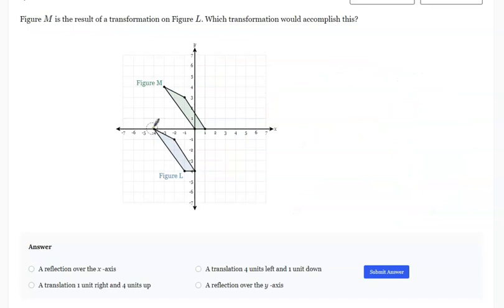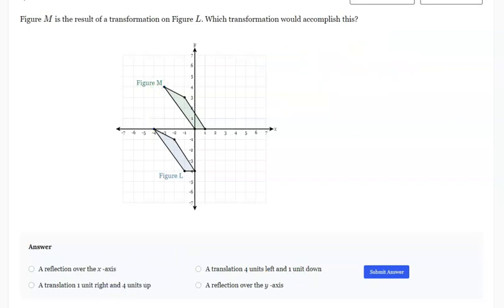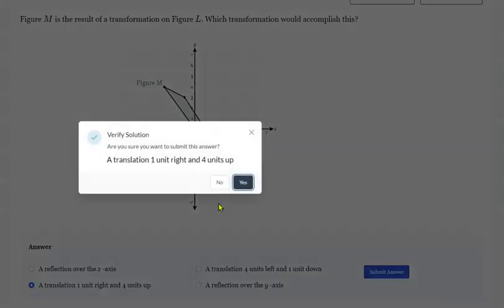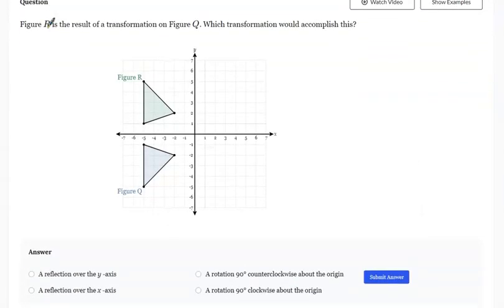So let's take a look. 1, 2, 3, 4 units up, 1 unit right. Well, up affects the y, right affects the x. So let's see, we've got 4 units left, 1 unit down. Reflection, 1 unit right, 4 units up. There it is. So we have found it. And I know that that's right because the digits in the coordinates are completely different. Those aren't translations.